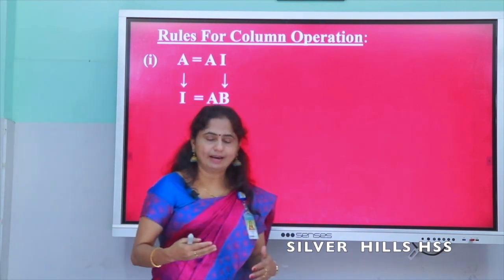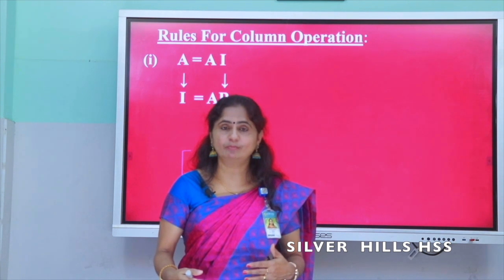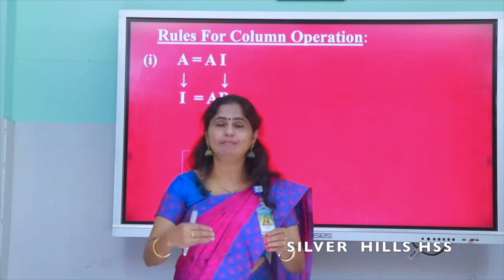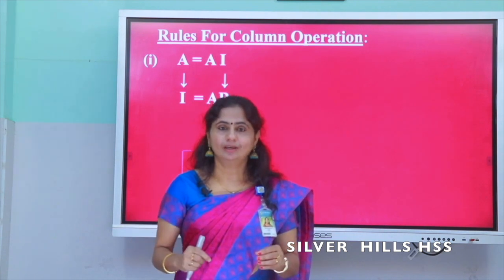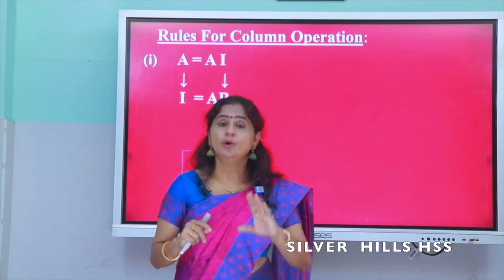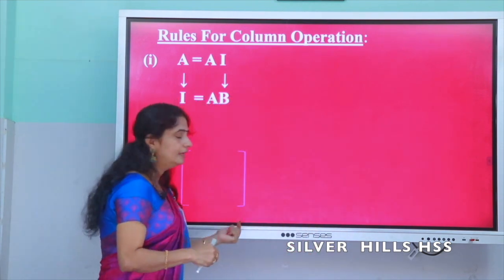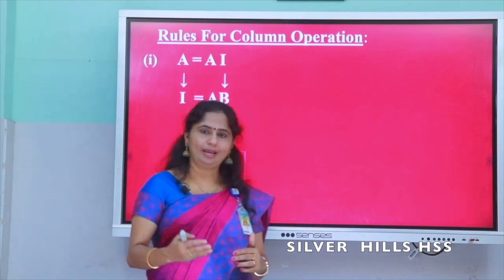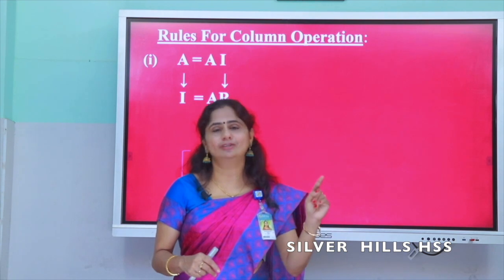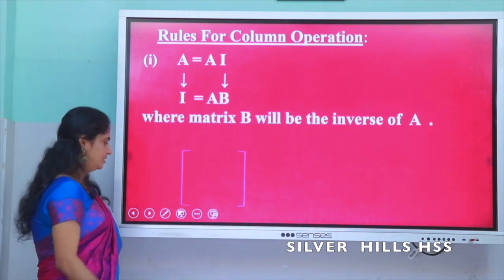Like if you ask what is the inverse of 2 with respect to multiplication, what do we write? 2 into 1 by 2 is equal to 1. It is giving us the multiplicative identity 1, which means 1 by 2 is the inverse of 2. Similarly, here if we get I is equal to A into B, we can say that B is the inverse of A as per the definition of the invertible matrix.